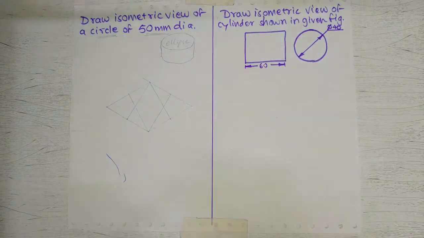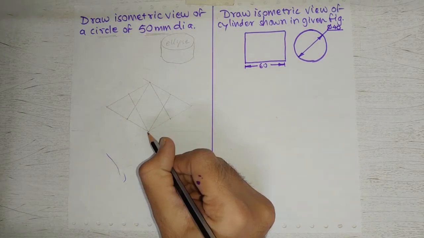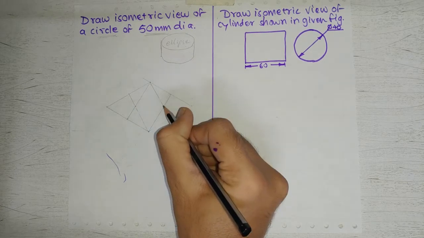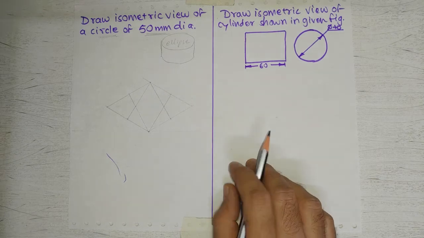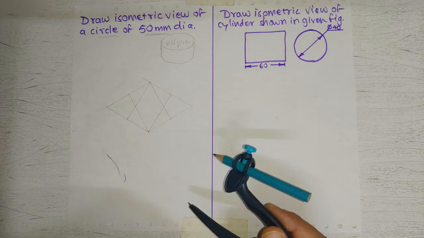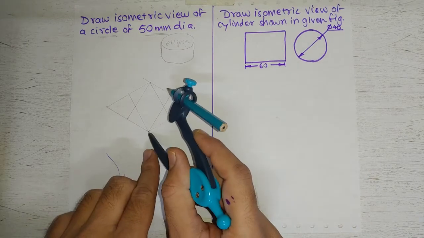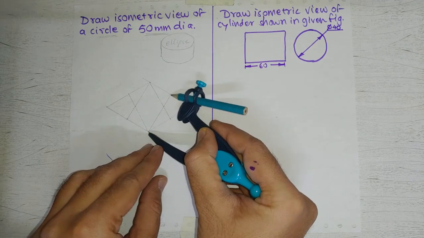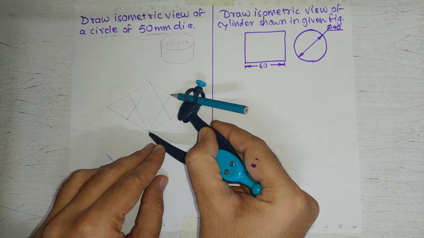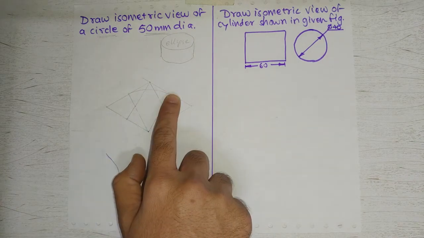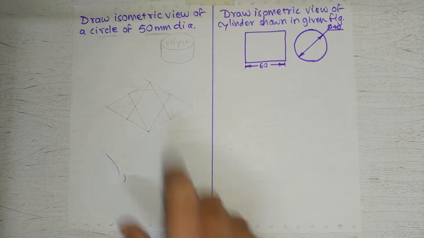Right? So after doing this, we are going to use these 4 points, 1, 2, 3 and 4, as centers for drawing arcs. So first of all, I will use this point as center and this radius, and then I will draw an arc connecting this point to that point. Okay.